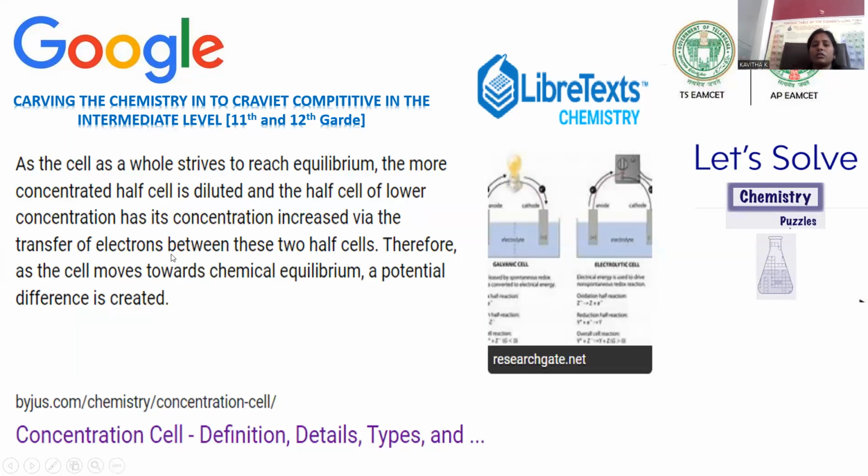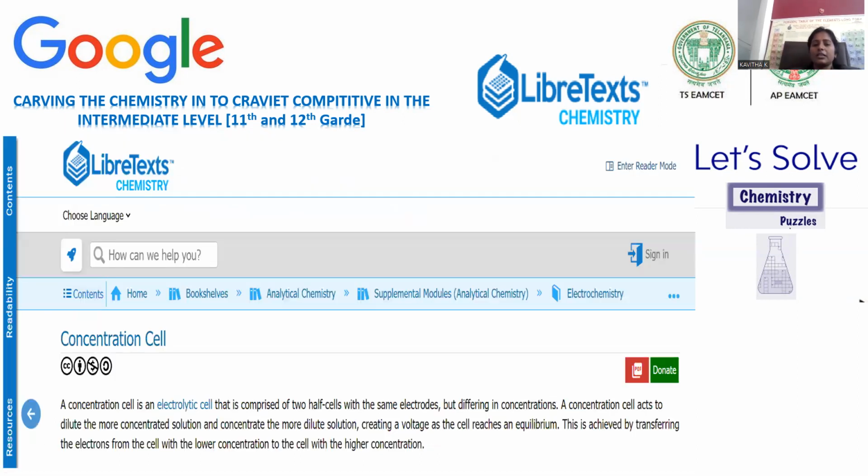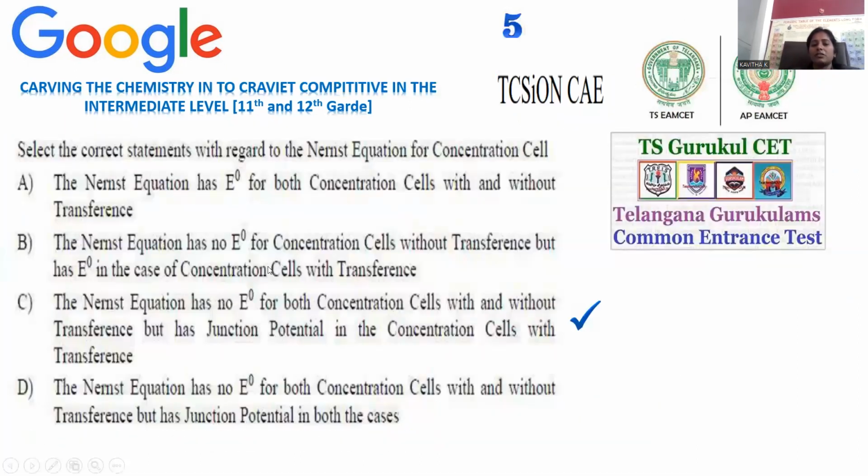Whenever these electrons flow from one to another, there is a kind of junction in between, and the potential generated between the two is called a junction potential. That is also possible for this concentration cell. So what they are saying in option C is perfectly correct: one, E naught value will be 0, and second, junction potential is possible for concentration cells. For question number 5, option C will be the correct answer.